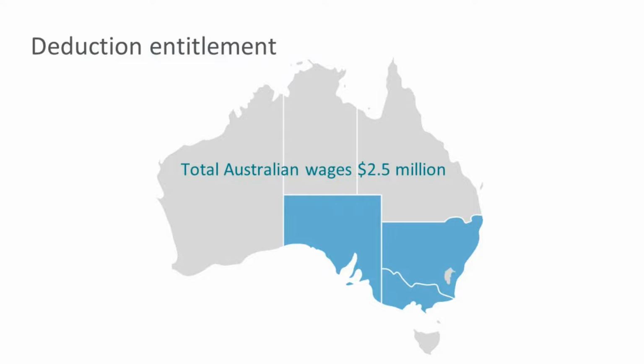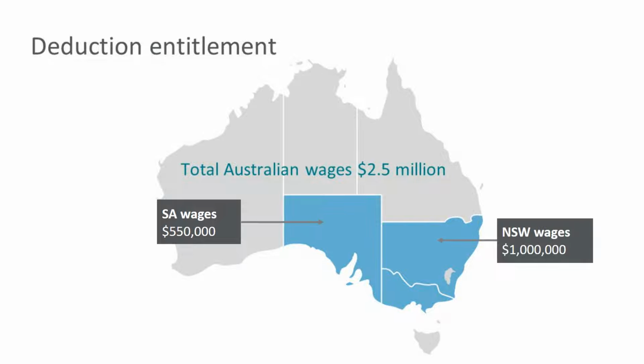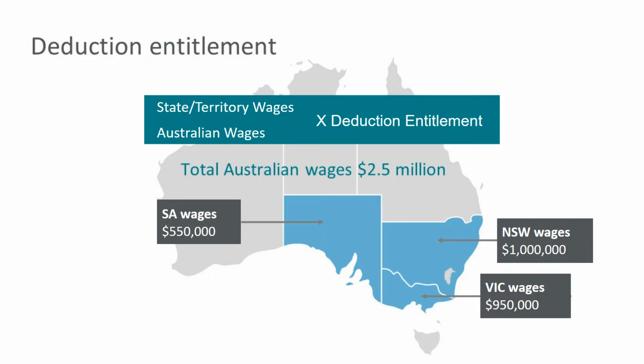Let's look at an example where an employer who pays wages in 3 states, New South Wales, Victoria and South Australia. The total Australian taxable wages are $2.5 million, which are paid across the 3 states with wages of $550,000 in South Australia, $1 million in New South Wales and $950,000 in Victoria. The deduction entitlement is calculated as a proportion of the wages paid in the relevant state or territory to the total Australian taxable wages.